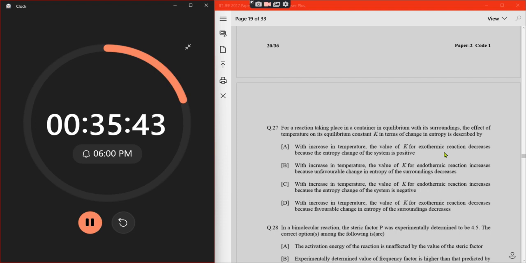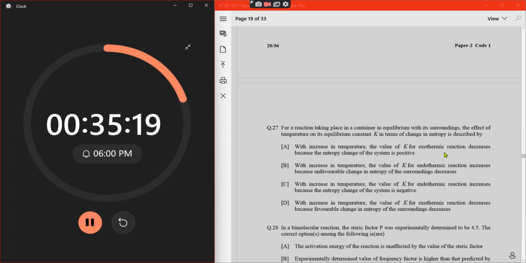तुम heat निकाल रहे हो, तो फिर positive कैसे हुआ? I understand that. No, it's not positive. With increasing temperature, the value of K for exothermic. Wait, but then, no, like delta S must be positive. Like, okay, yes, it has to be positive because तुम heat निकाल रहे हो, so your delta H is negative. नहीं, okay, then it may not even be positive.